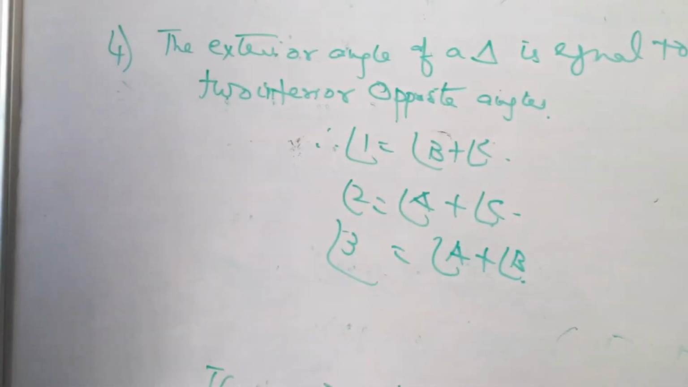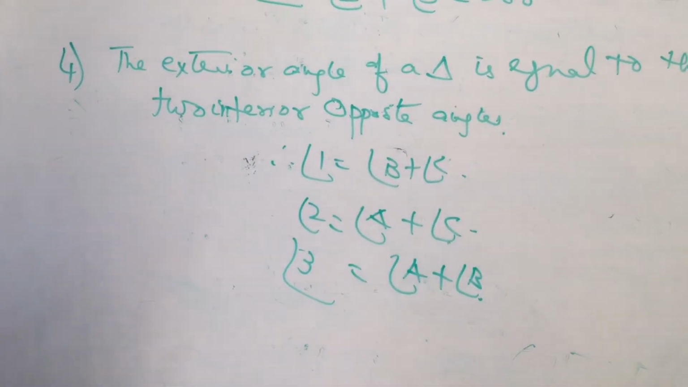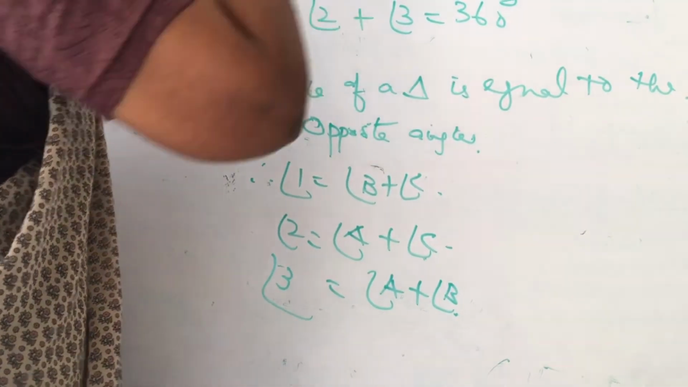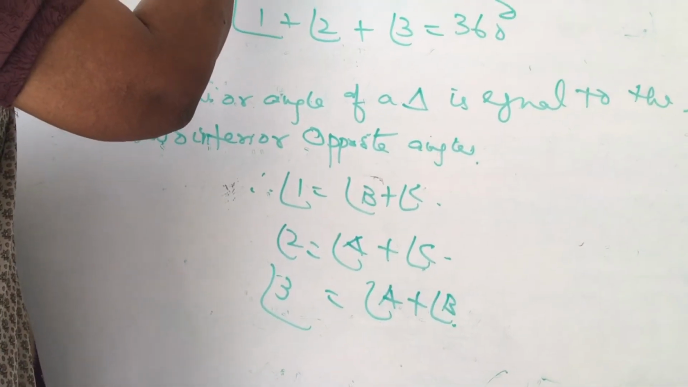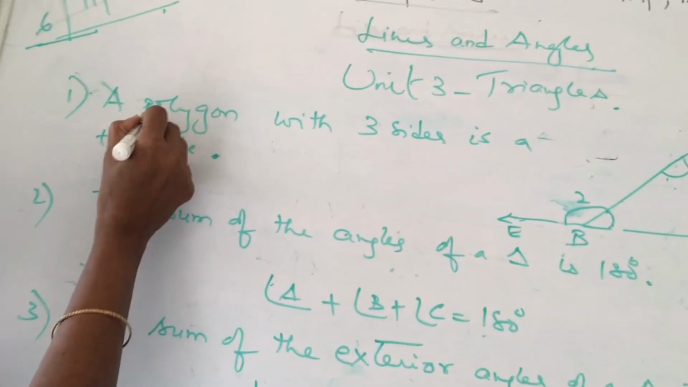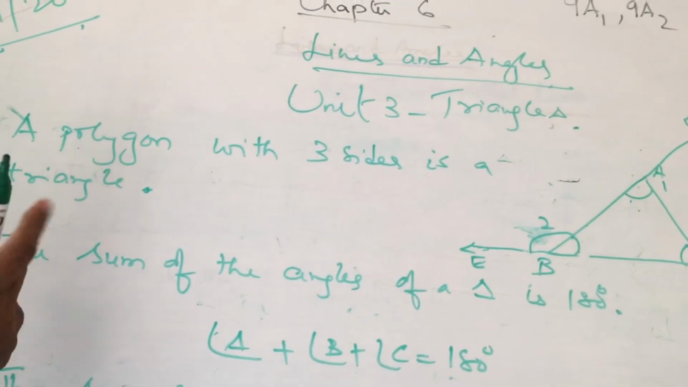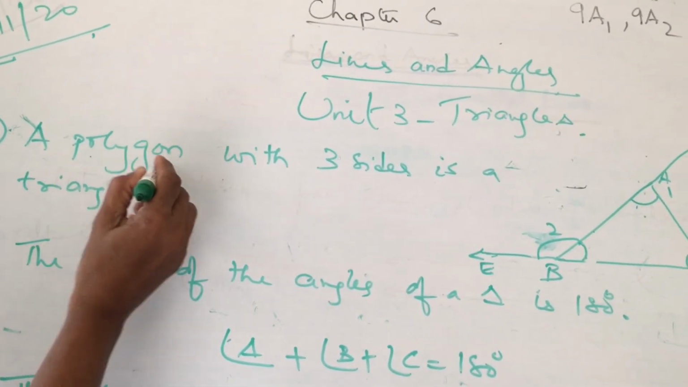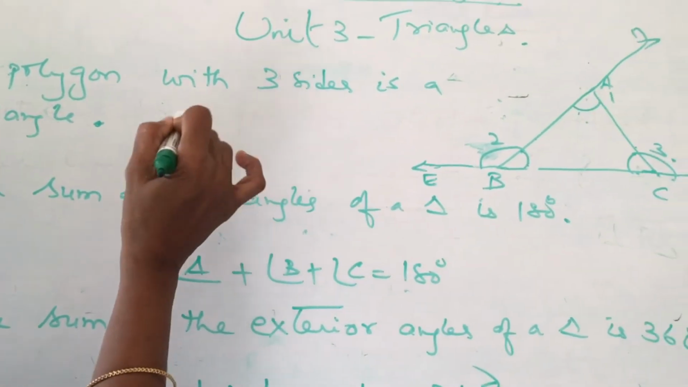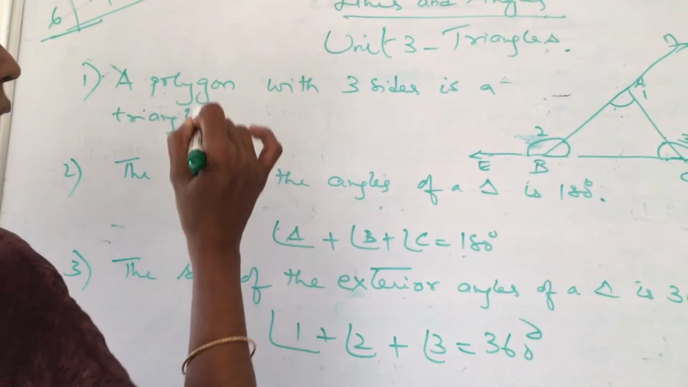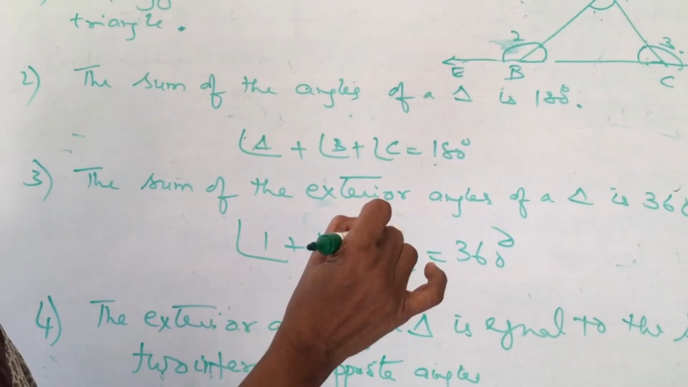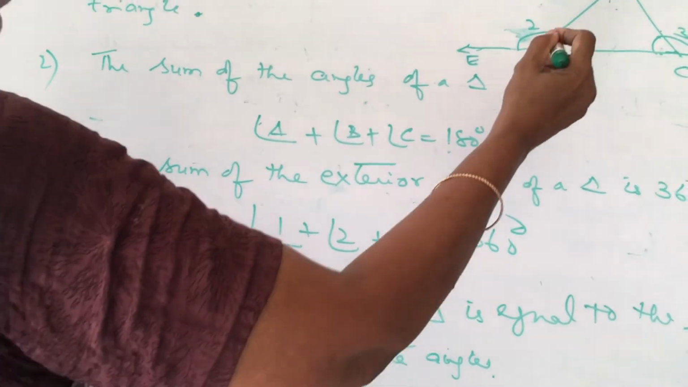These are the properties you should remember in triangles. What is a triangle? A polygon with three sides is a triangle. What is the meaning of the word polygon? A closed figure. How many sides? Three sides. How many angles? Three angles. Three vertices.